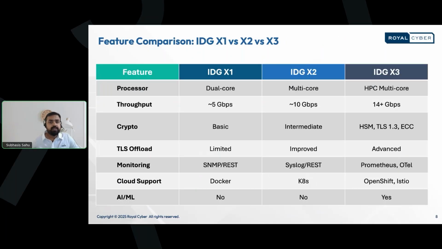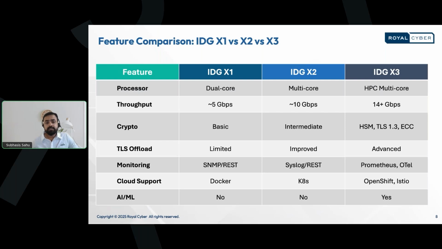Going further, a brief comparison of the different offerings of IDG DataPower provided by IBM on a very high level: IDG X1, IDG X2, and IDG X3. The latest model right now, IDG X3, provides HPC multi-core, high performance computing, which makes transaction speeds lightning fast. The throughput is 14 plus GB, which is way more than the earlier offerings released by IBM.